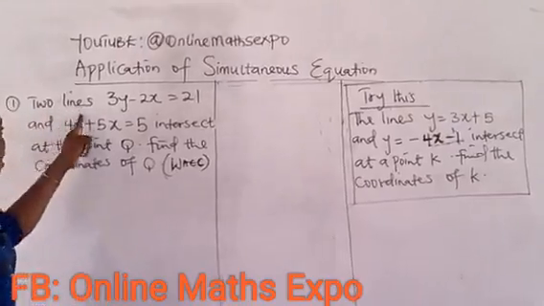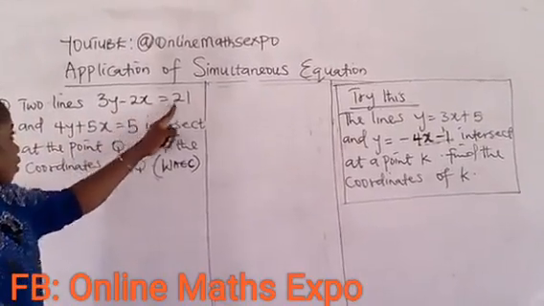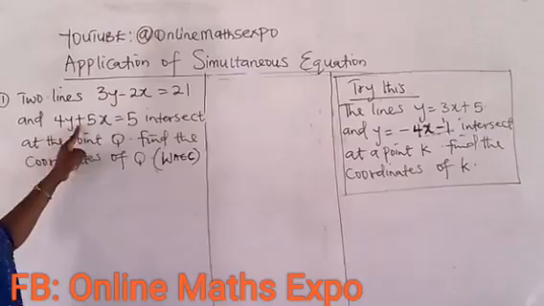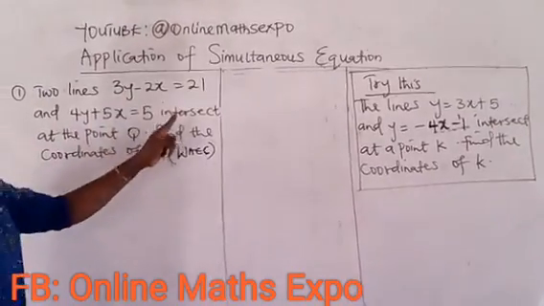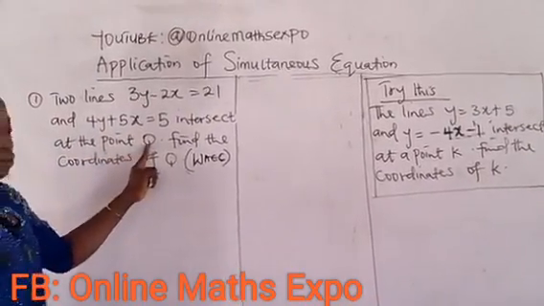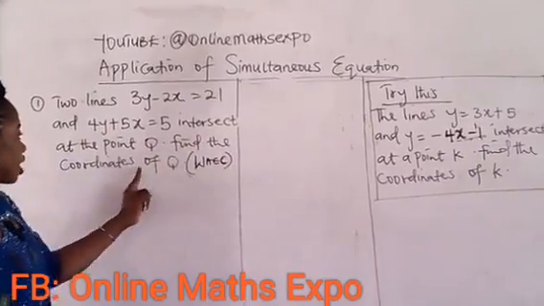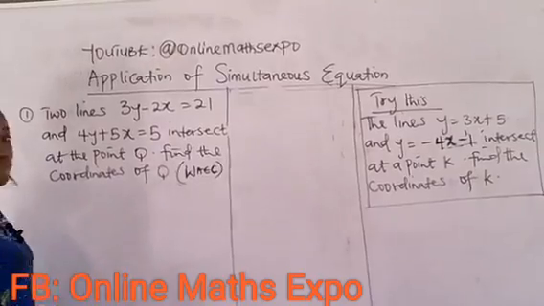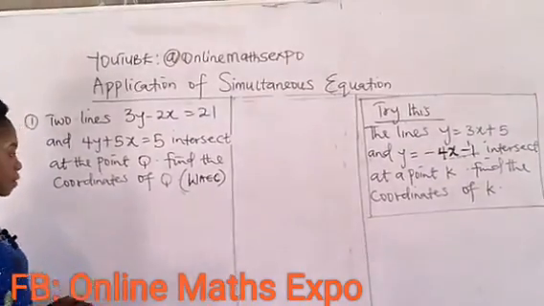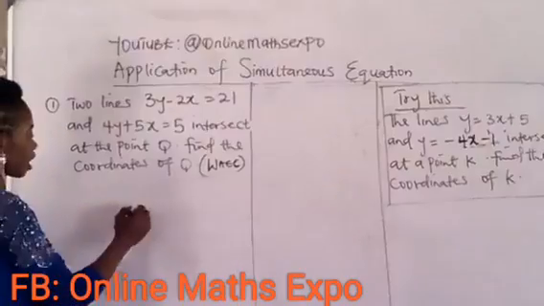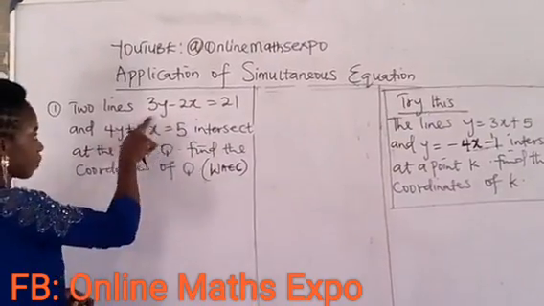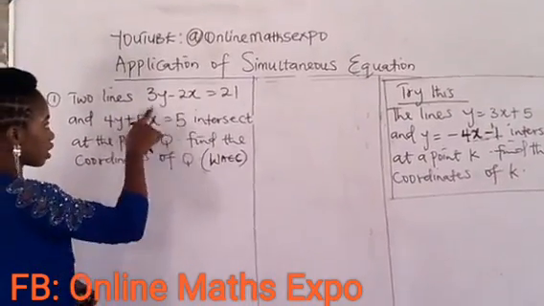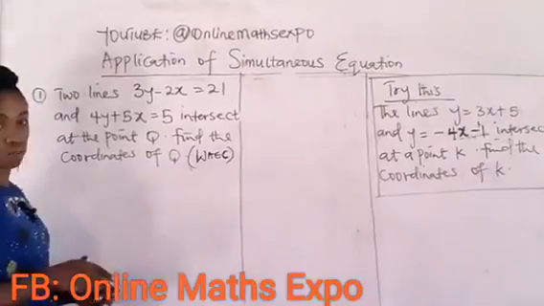We have two lines, 3y minus 2x is equal to 21, and 4y plus 5x is equal to 5, intersect at the point Q. And we are asked to find the coordinates of Q. This is a word question. Let me give you a clear picture of what this question entails. These are two lines, and these are straight lines. Whenever you have this kind of equation, a linear equation is talking about a straight line.